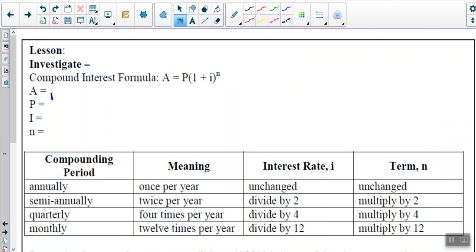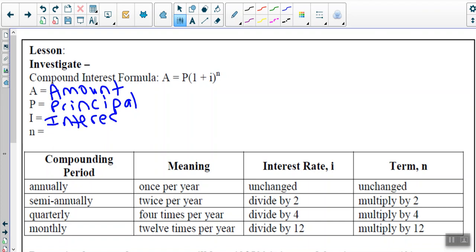Again, A stands for amount, total amount. P stands for the principal that's being invested. i is the interest rate. And n is the term.